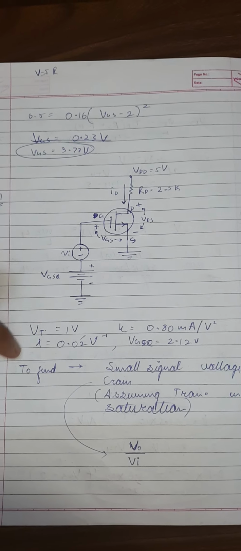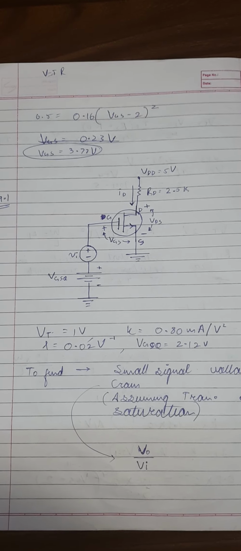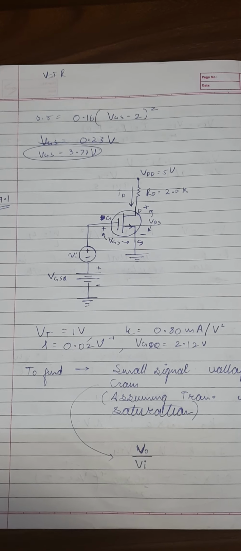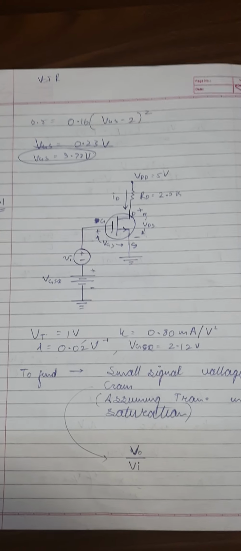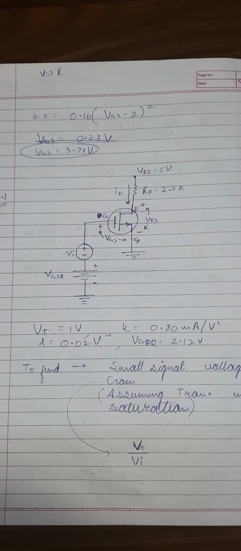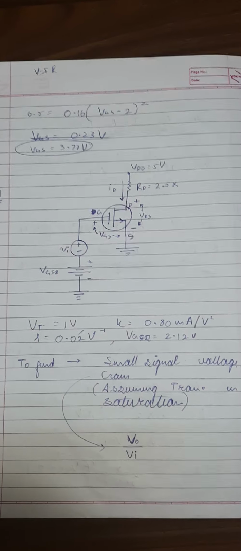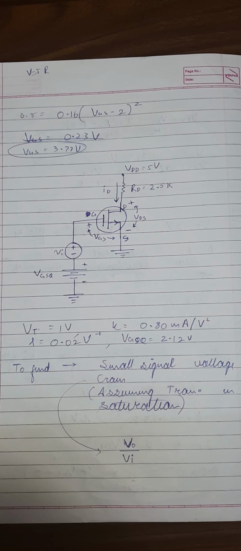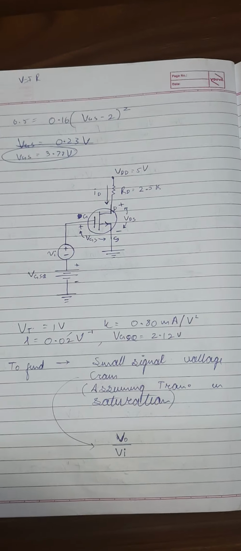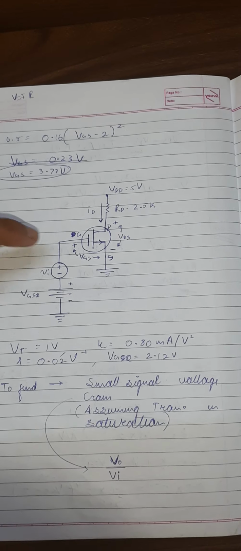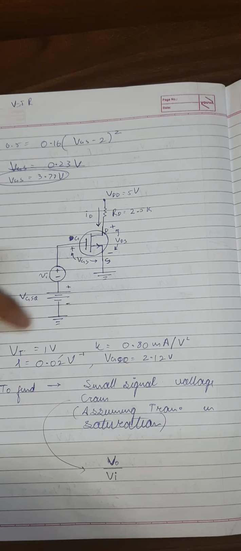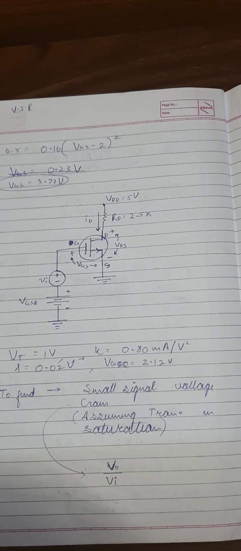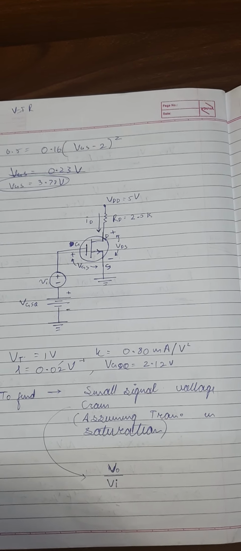The threshold voltage VT is 1 volt. What is meant by threshold voltage? For a MOSFET to operate, it should form a channel between source and drain. For forming that channel, we have to externally apply VGS, and this VGS should be greater than VTH to form the channel and maintain the regulated flow of electrons from source to drain.